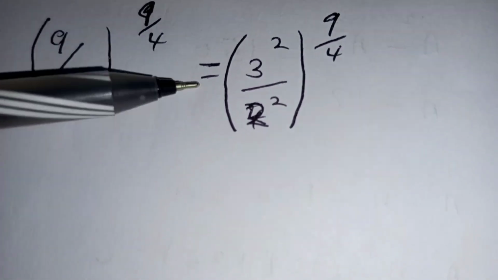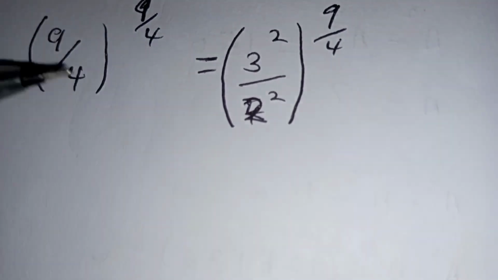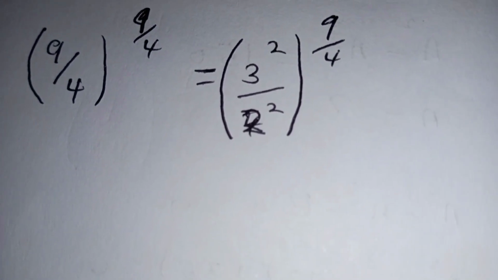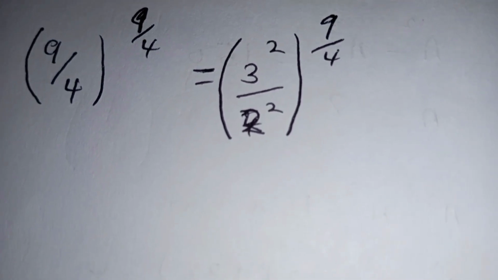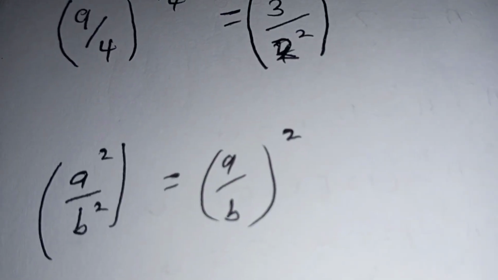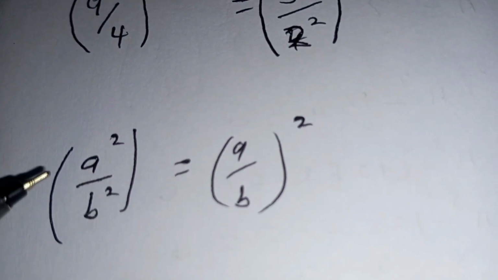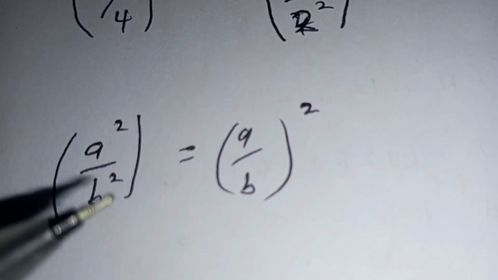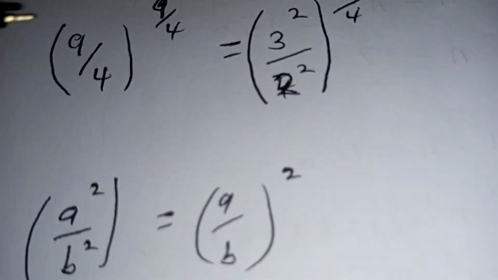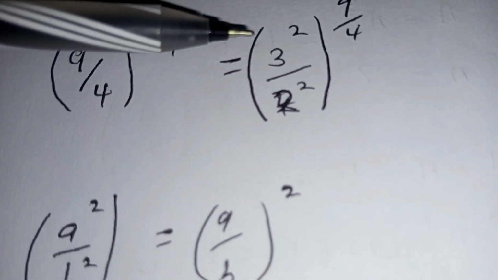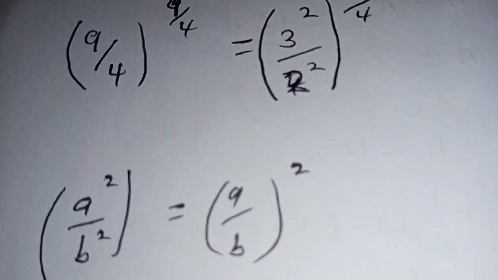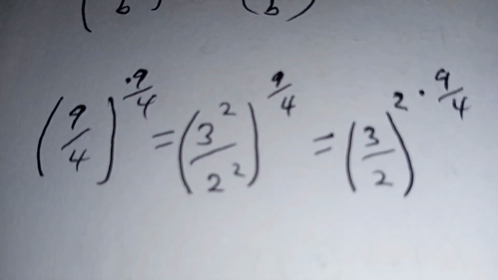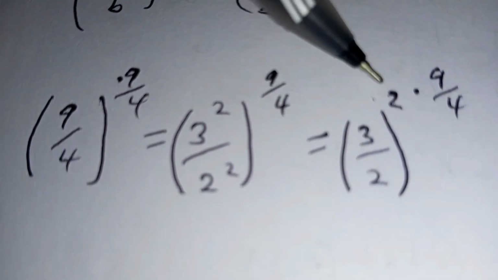After writing 9 as 3 squared and the 4 as 2 squared, we can use this power of indices to rewrite what is in the bracket. So in case you have a bracket a squared over b squared, the square can be taken outside the bracket. So we are going to rewrite this part here as this. So our expression simplifies as this part here.